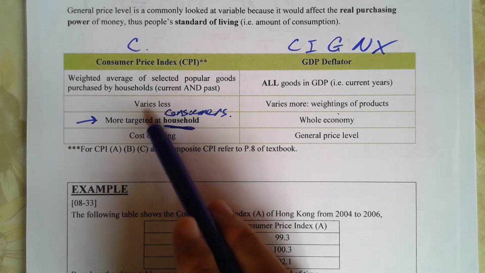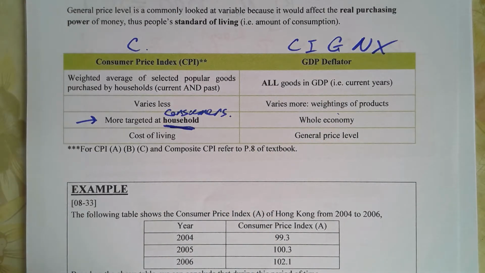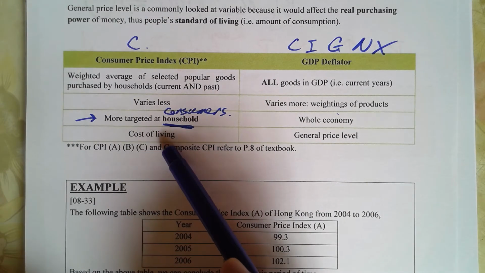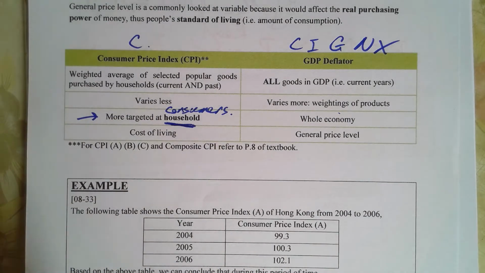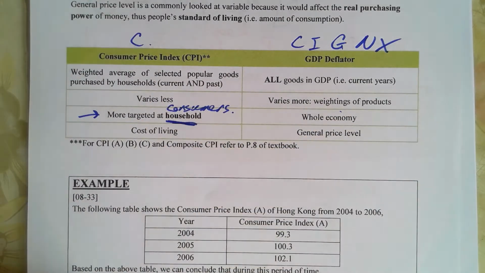In general, CPI varies less, while the weighting of products in the GDP deflator may vary quite a lot because every year the economy may focus on different things, so they need to adjust. As opposed to that, consumers usually don't change much. I like drinking Coca-Cola, then I will keep on drinking Coca-Cola. So CPI is more targeted towards the so-called cost of living, while the GDP deflator is more about the big general price level. Not just the cost of living, but the cost of everything. So these are the conceptual differences.